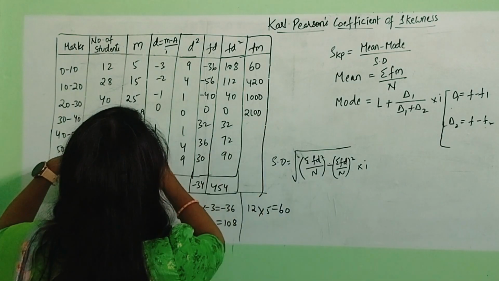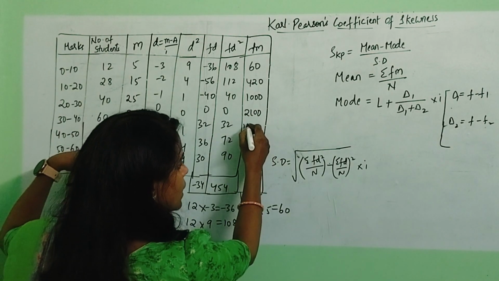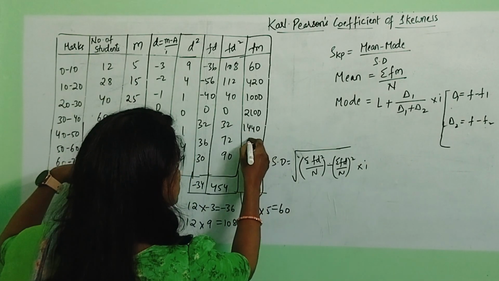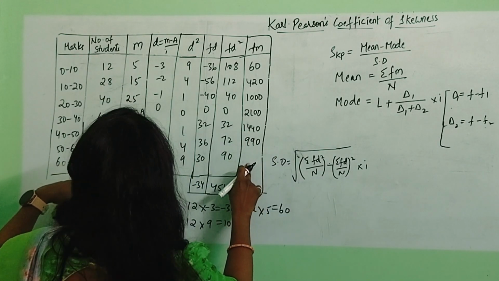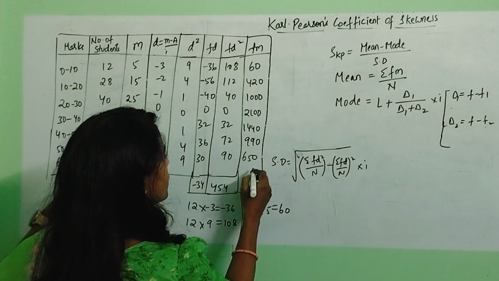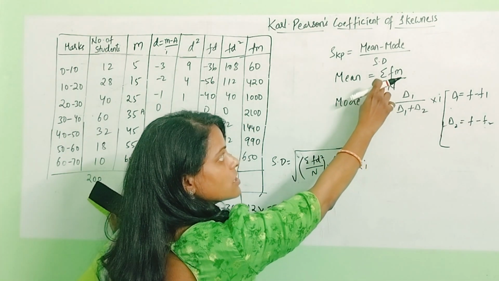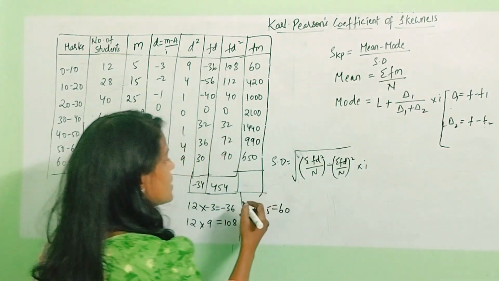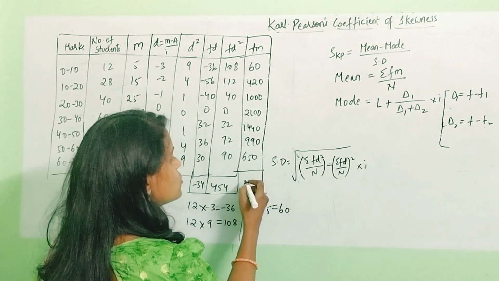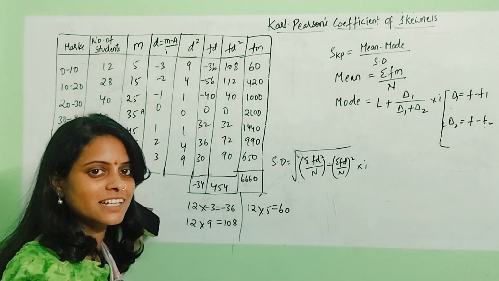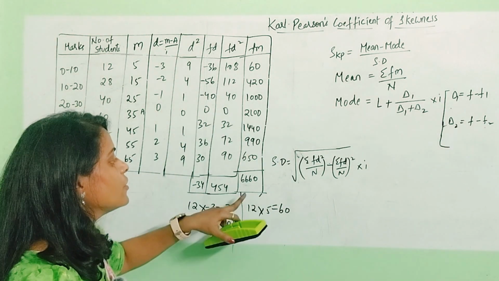Next value is 2100. Next value is 1440. Next 18 into 55 is 990. Next 10 into 65 is 650. So add all the values of fm also, because we have summation sigma fm. When we add all the values, we will get 6660. Okay, so that is your sigma fm.